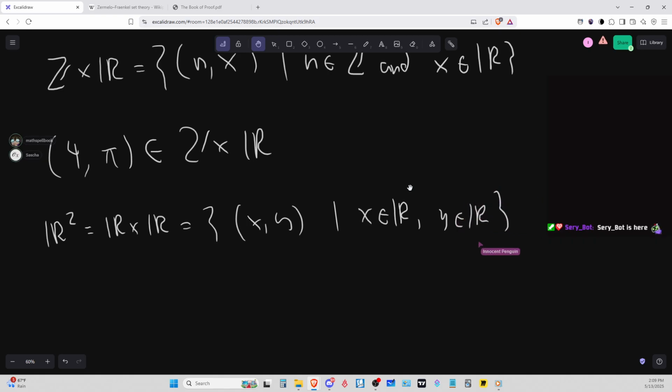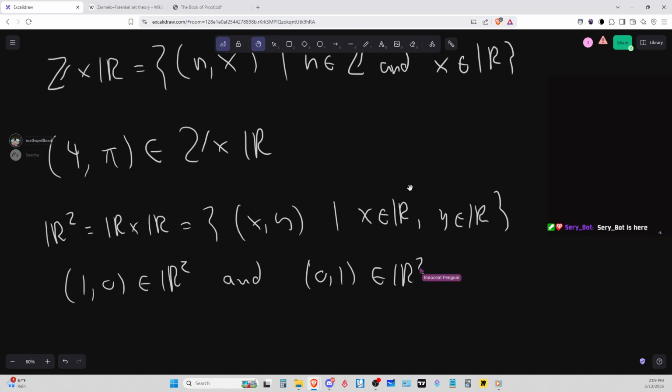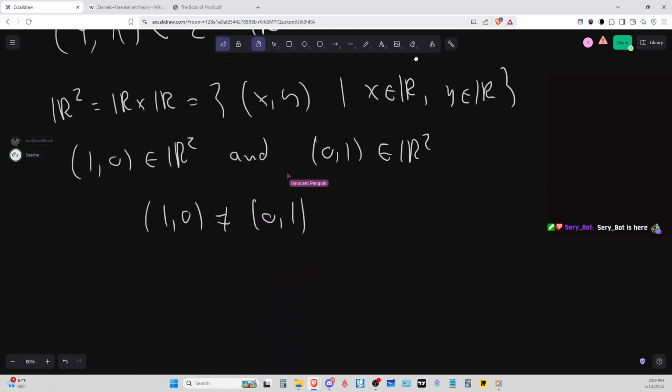Just to be sure we're talking about the same thing, the element (1, 0) inside of R2 and (0, 1) would not be the same. They're not the same because the order is different. The order matters. So that's the intuitive picture of it, and there's not very much to it.